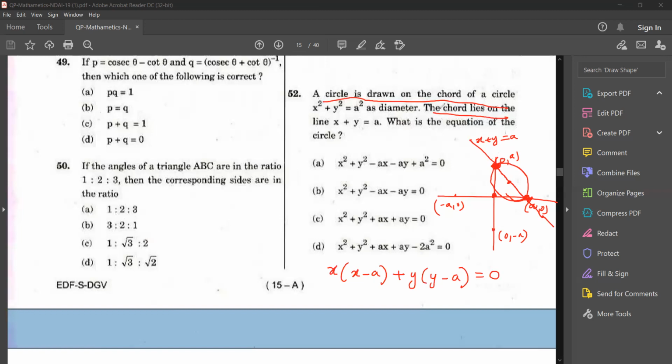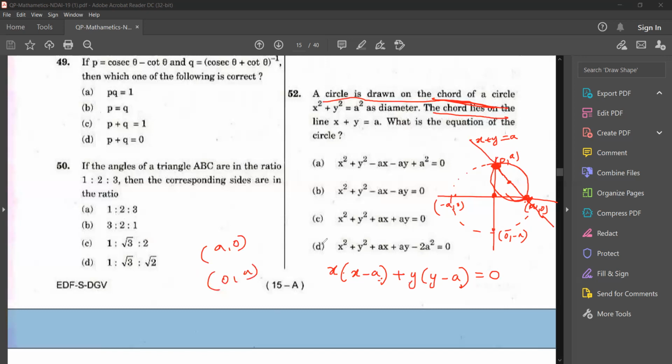The endpoints of the diameter we already have because they're telling that the chord of this bigger circle acts as the diameter. That means this acts as the diameter. So its endpoints are a, 0 and 0, a. If the endpoints of the diameter are given, we can write it as x into x minus a plus y into y minus a. These are the endpoints of the diameter.